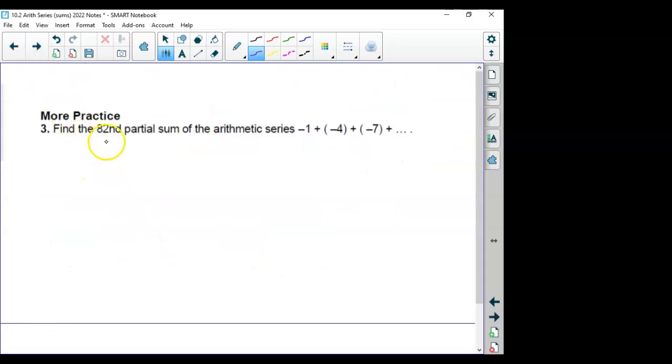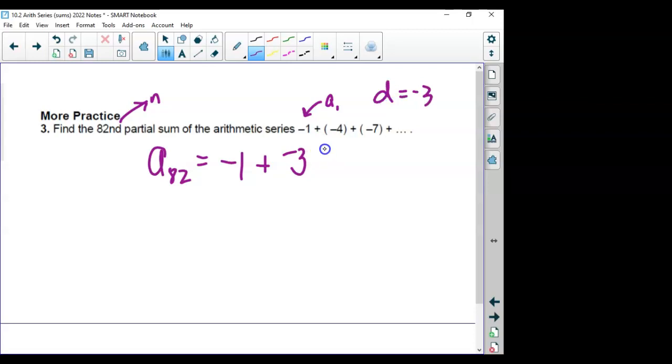All right, find the 82nd partial sum of this series. So somebody tell me, what is n? 82. And to find the 82nd term first, we need the first term, which is -1, plus, what's the difference? -3 times, what is our n?